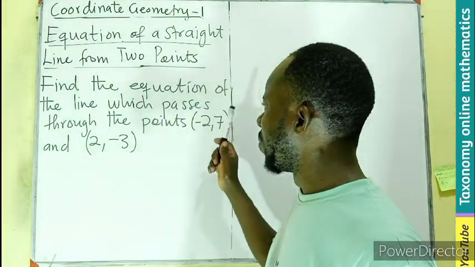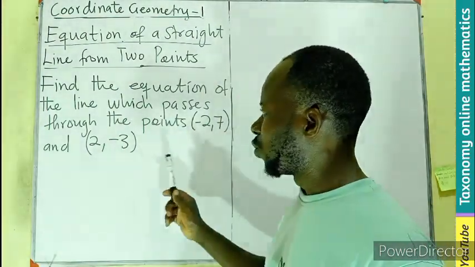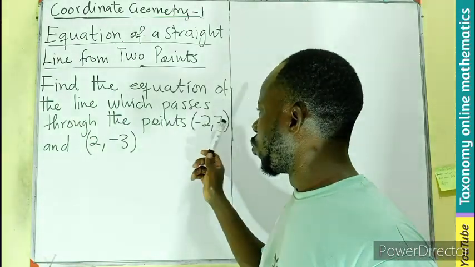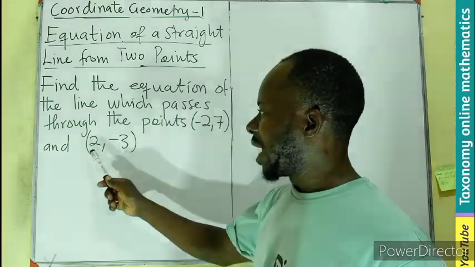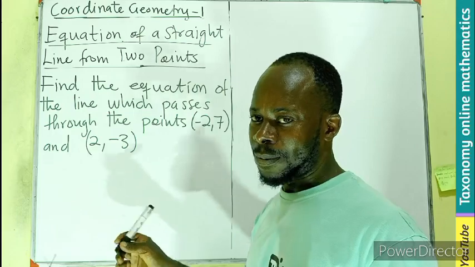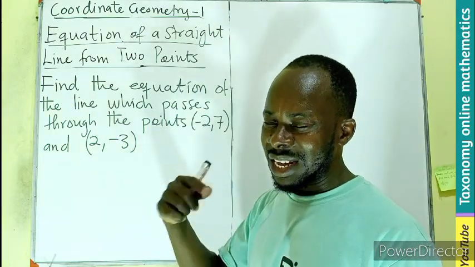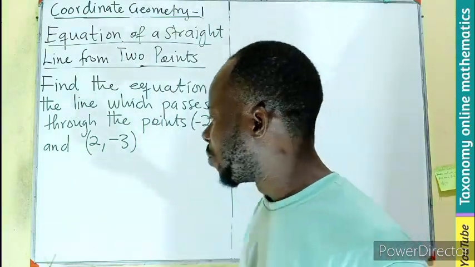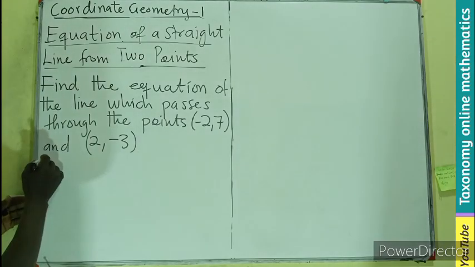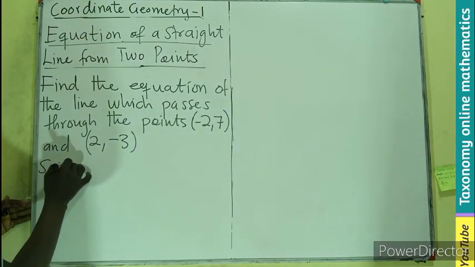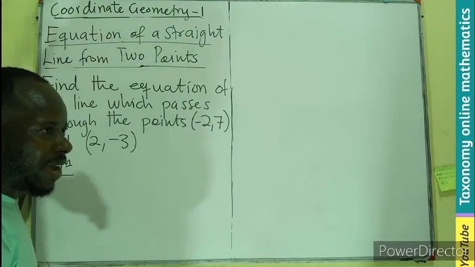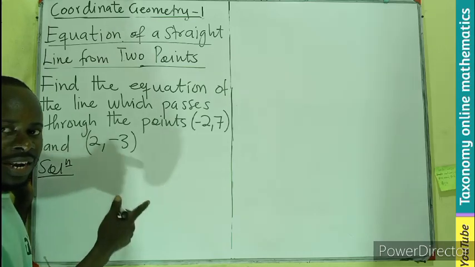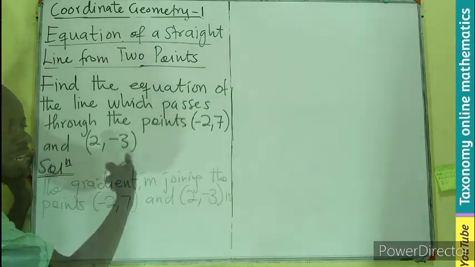We have to find the equation of the line which passes through the points (-2, 7) and (2, -3). The first one is what we discussed in the previous episode. So I'll begin with the first method. What is the first method? The first method is to first find the gradient joining this point and this.